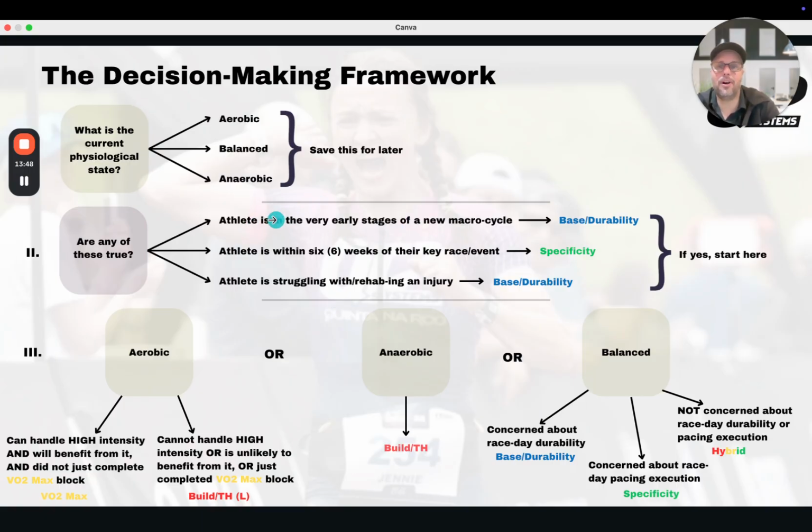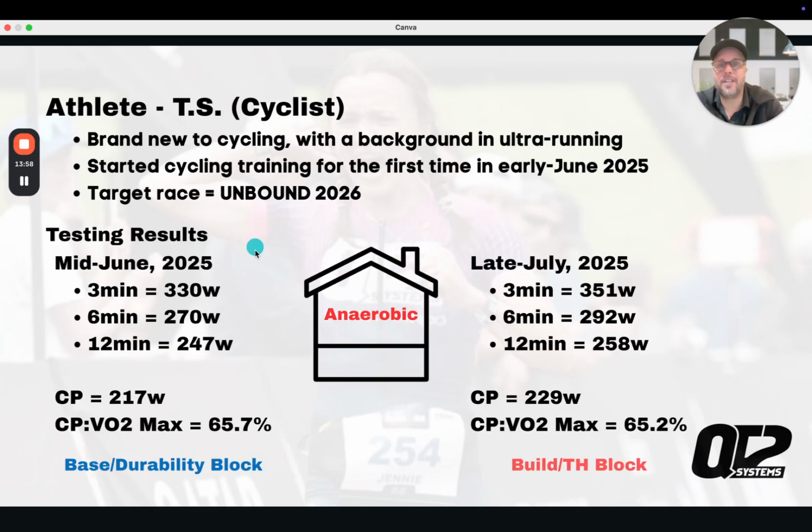That said, because he was so new to cycling, he checked this box with absolute certainty, right? He was in the very early stages of a new macrocycle. He was in very early stages of a new sport. So we went with a base durability block of 10 weeks. A little longer than I would normally go. I usually like to go 6 to 8 weeks, but he was so new to cycling that I just wanted to extend that out and build up some level of CTL over time.